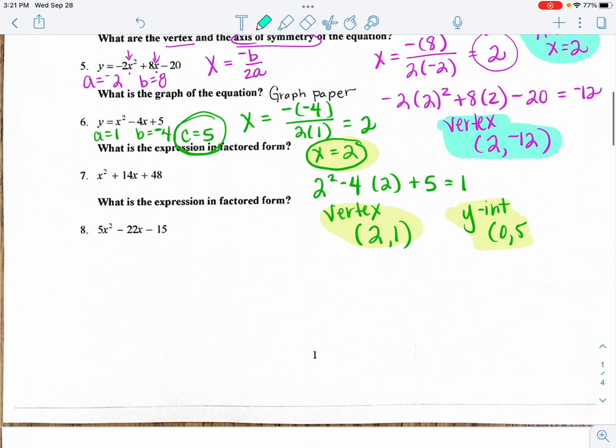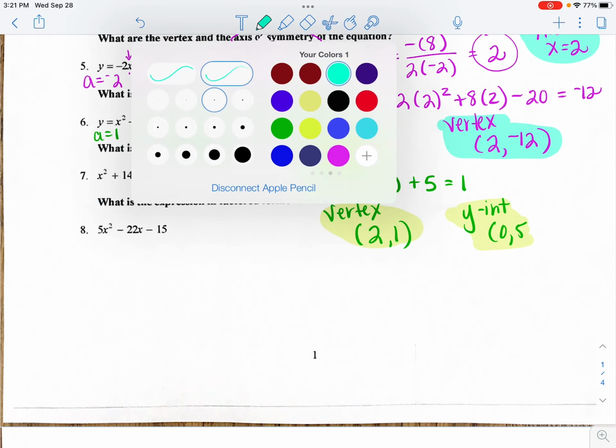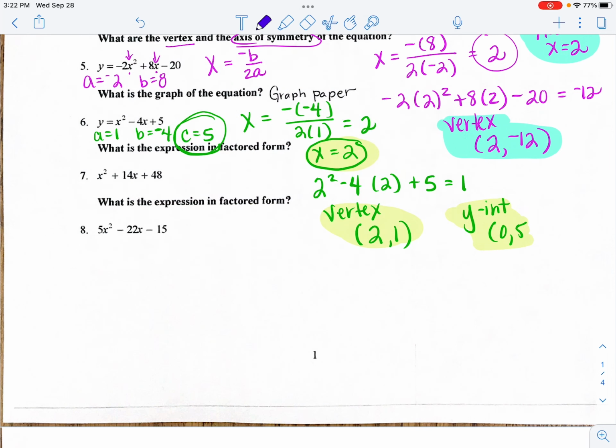Number 7, you are factoring. I wanted to make sure you remembered all of the fun factoring we did. So remember, you're going to take and list the factors of 48. I'm going to do number 7 down here. So the factors of 48 are 1 and 48, 2 and 24, 3 and 16, 4 and 12, and 6 and 8. Those are all of the ways you can multiply to get 48.